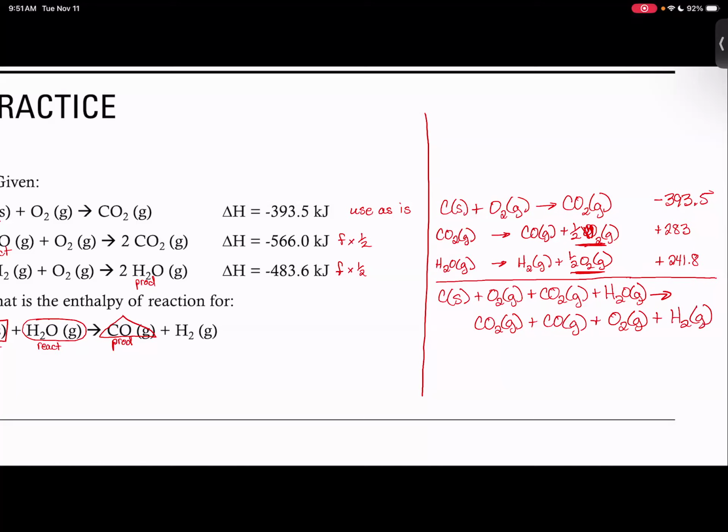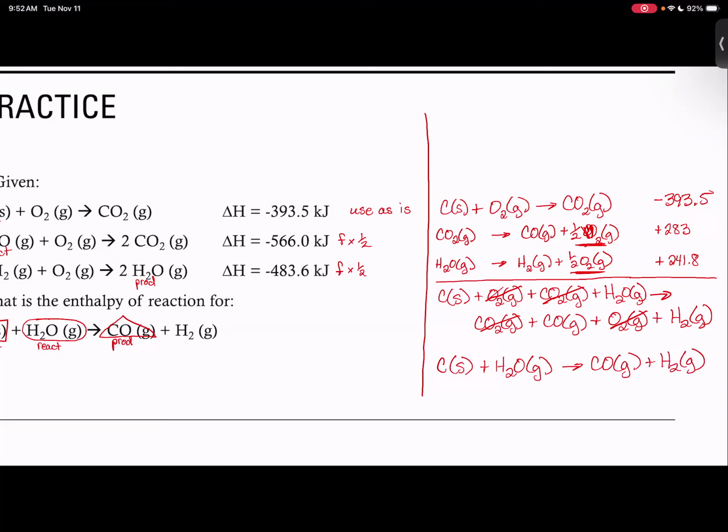Now, if it appears on the reactant side and it appears on the product side, just like when we were doing spectator ions, it means it's going to cancel out. So the oxygen gas cancels out, as does the carbon dioxide gas. And so what is left is carbon solid plus H2O gas goes to form carbon monoxide gas plus H2 gas.